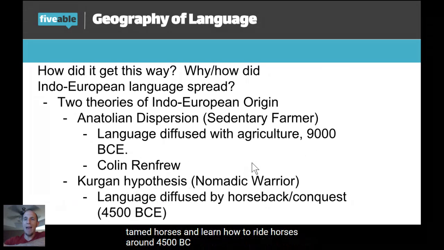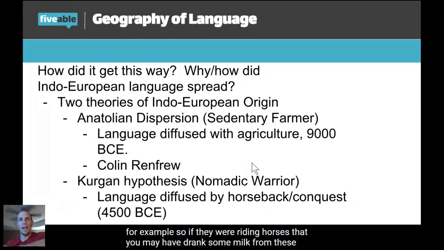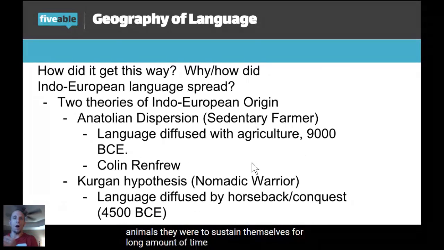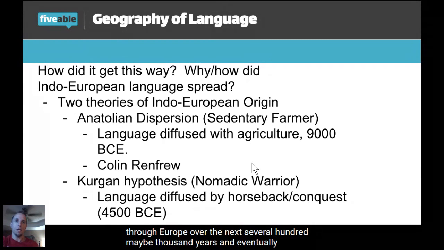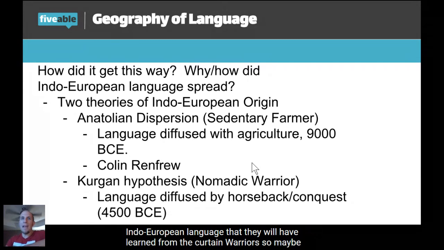So with the invention of that, people now can ride really far and really fast. These nomadic warriors would have learned how to drink animal milk, for example. So if they were riding horses, they may have drunk some milk from these animals in order to sustain themselves for a long amount of time on horseback or for long amounts of travel. And according to the Kurgan hypothesis, these warriors ended up sweeping through Europe over the next several hundred, maybe 1,000 years, and eventually conquered all of the peaceful nomadic tribesmen or whoever it is that lived in Europe, speaking whatever language they used to speak, and replaced them with people that spoke an Indo-European language that they would have learned from the Kurgan warriors. So maybe that's a little bit brutal.